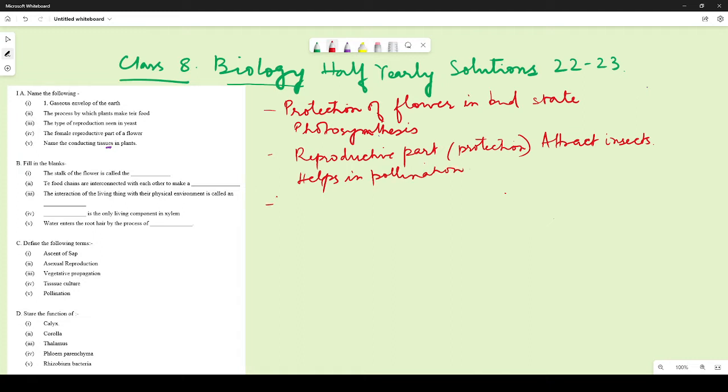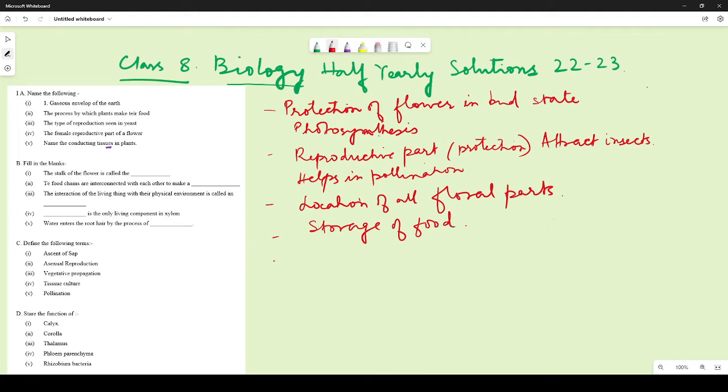Then thalamus. Thalamus is responsible for holding on to the floral parts. The floral parts are all located on thalamus. So it is the location of all floral parts, right? So all floral parts are located on thalamus. Then we come to phloem parenchyma. Obviously, it helps in storage of food.